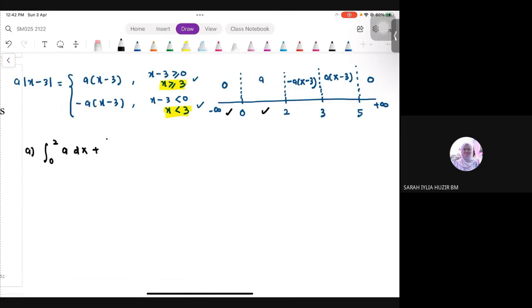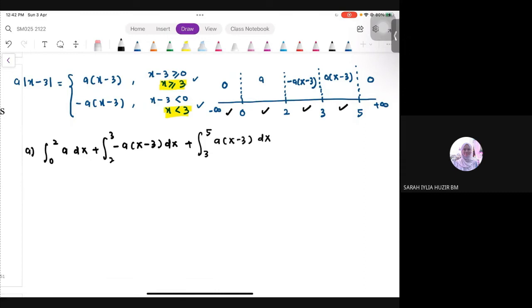Settle. Proceed with the third function. From 2 up to 3, we use a negative function there, so negative of A times x minus 3 dx. And then pergi kepada fourth function. Next one, from 3 up to 5 of A times x minus 3 dx.